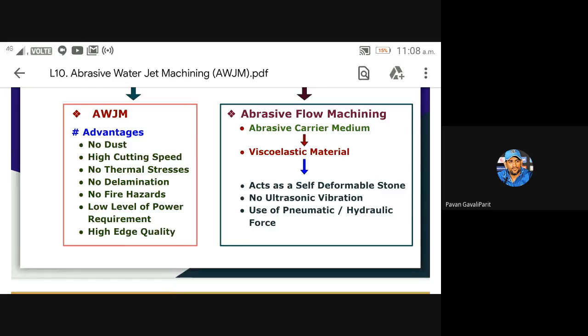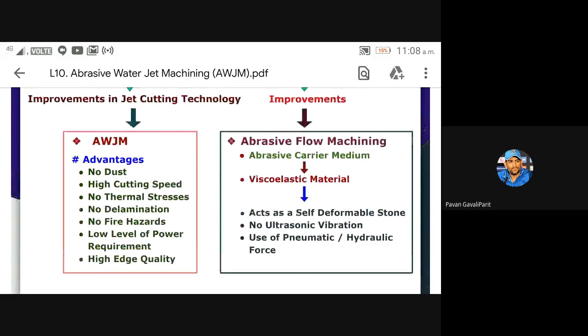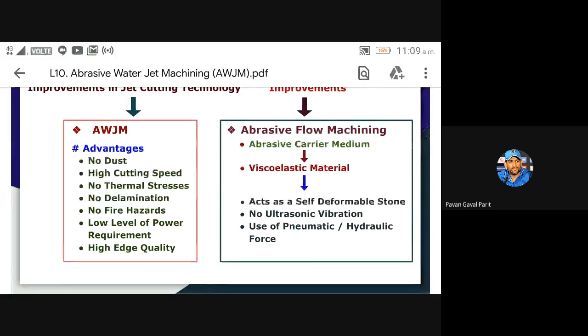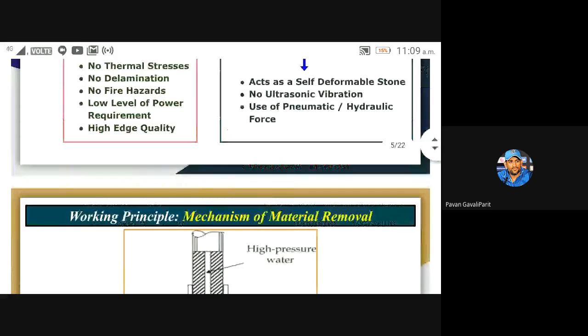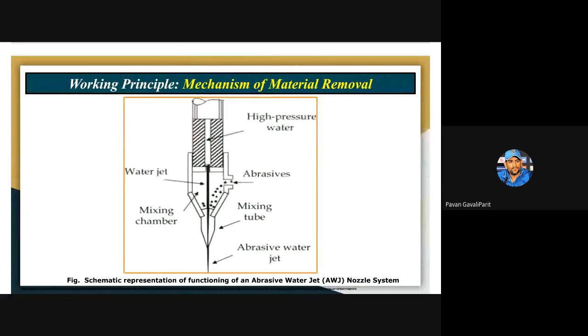So these are the improvements of the processes where we are using abrasives, and through that improvement the researchers and people from the manufacturing sector developed this new process, the abrasive water jet process. Got it? This is just a background, understood? Yes, sir. Okay, now come to our main objective: what is the working principle, or the mechanism of material removal, for this abrasive water jet machining.